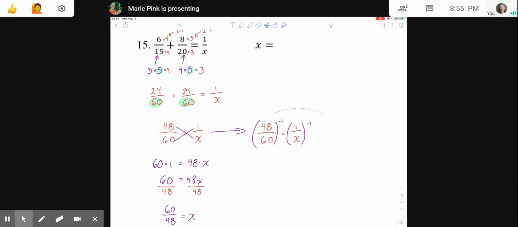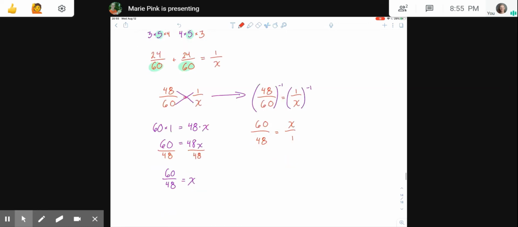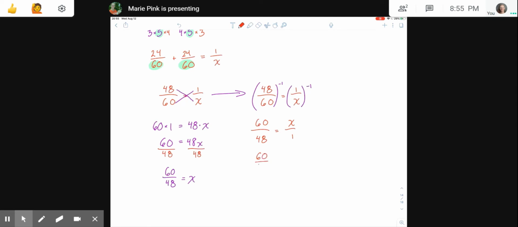So if I take this, I'm going to copy it, paste it. So to flip both of these, all I need to do is take the number on the top and put it on the bottom, take the number on the bottom and put it on the top. And same with the x, I'm flipping it upside down. All right. So then I have 60 divided by 48 is going to be equal to x, because x divided by 1 is just x. So there you go. That's your answer.